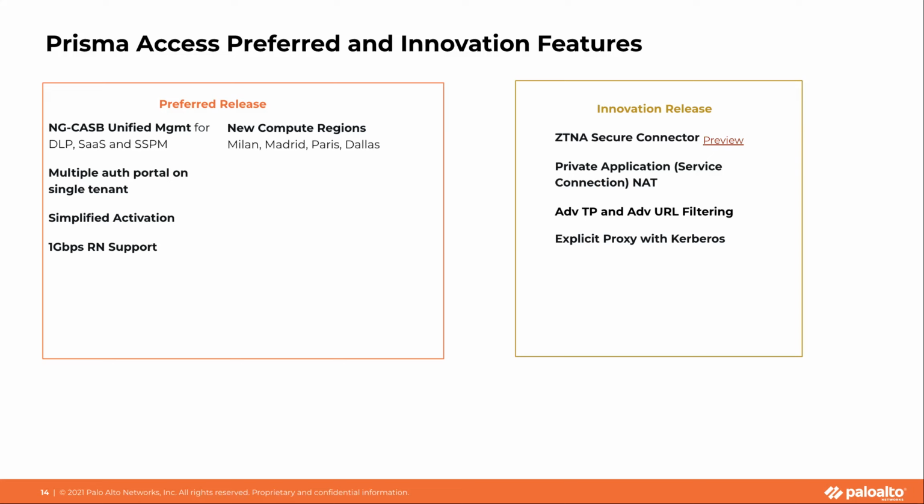As part of the innovation release, we'll have ZDNA Secure Connector, Private Application NAT, Advanced TP, Advanced URL Filtering, and Explicit Proxy with Kerberos. The innovation release is not the default option, it's something that customers have to request. This is an overview of how to consume some of these innovations and what the default versus the non-default option is.